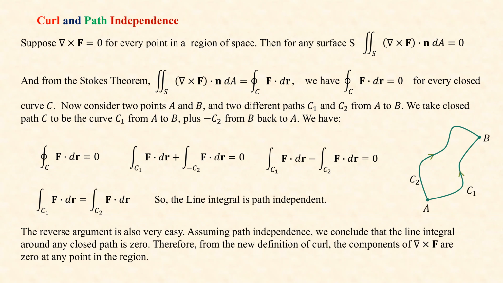So if you have path independence, you get the line integral around a closed path equal to 0. All right.